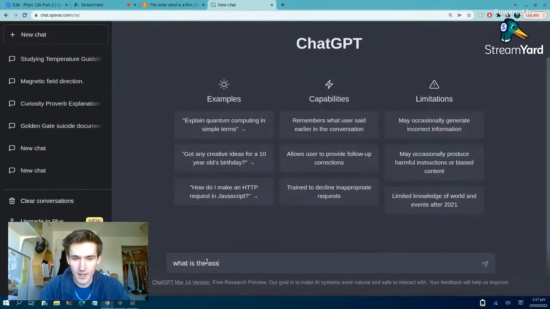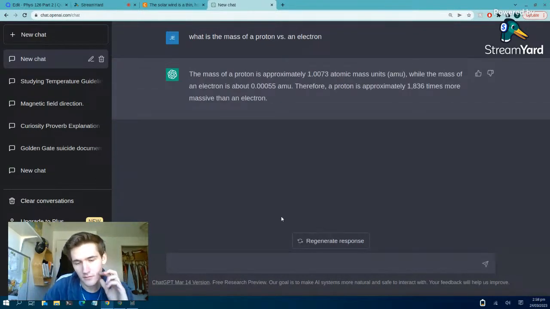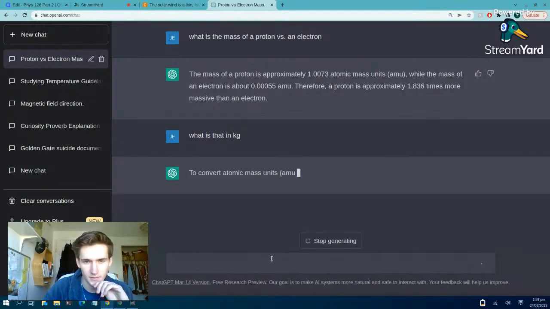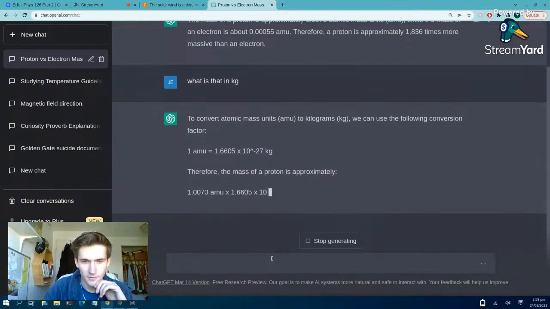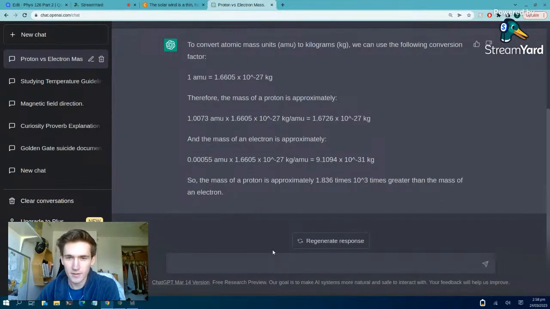Okay, what is the mass of a proton versus an electron? 1.67 times 10 to the negative 27 kilograms for the proton, and 9.1 times 10 to the negative 31 kilograms for the electron.